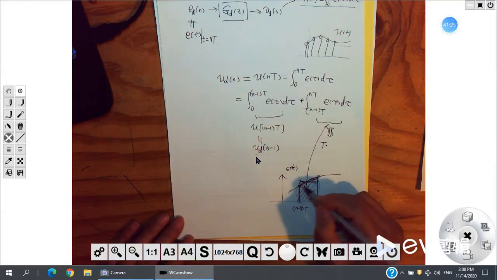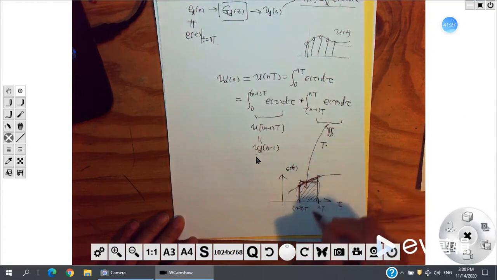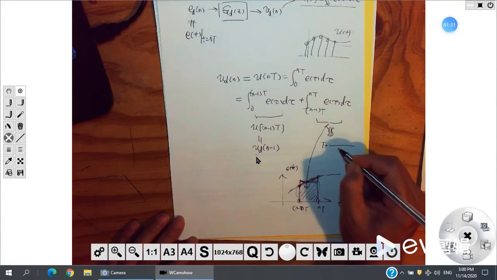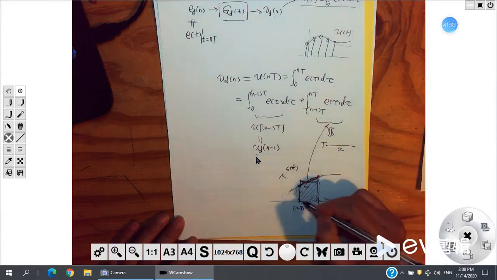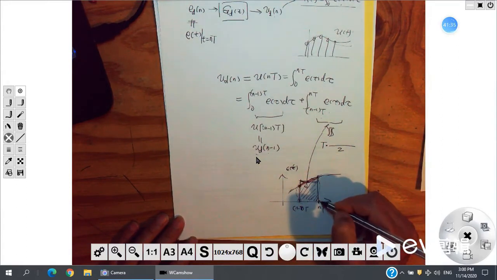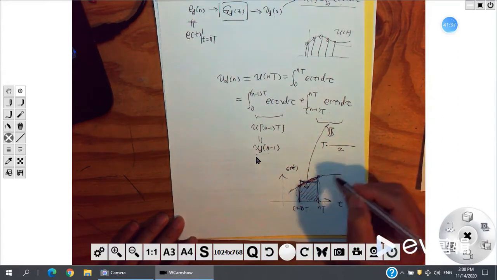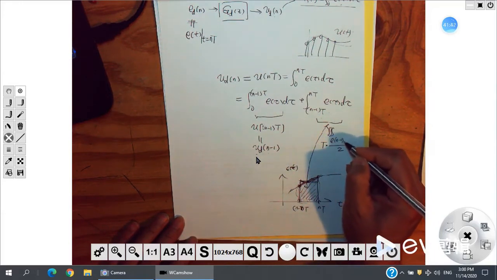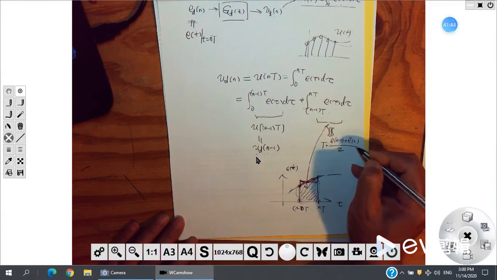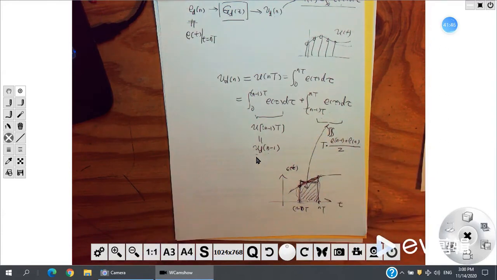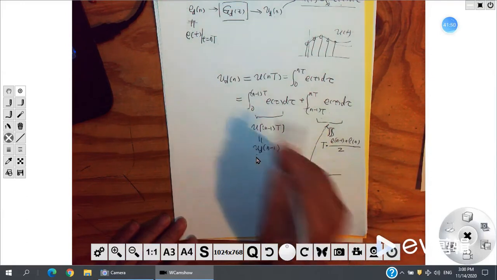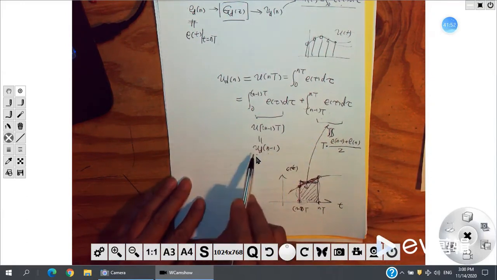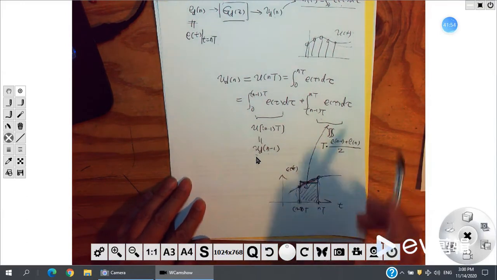And this one is what? This is T times the average of these 2 values. That is divided by 2, and this value plus this value. They are just E of n minus 1 plus E of n. So we have this one. Okay, then this one equals this one plus this one. Oh, this is ED.